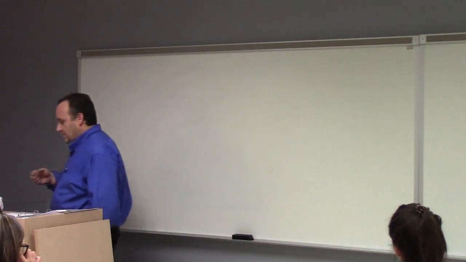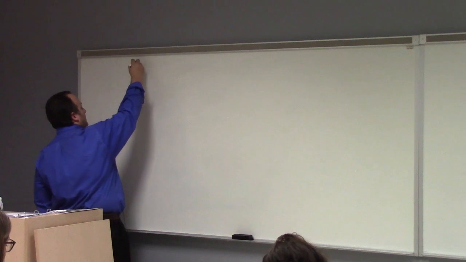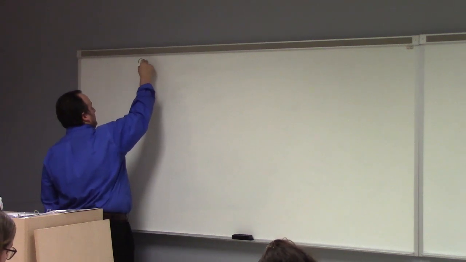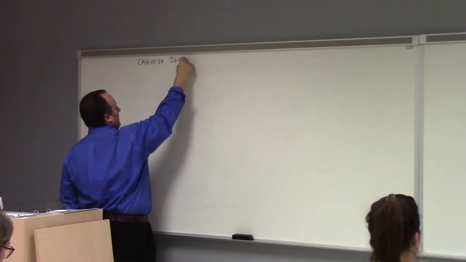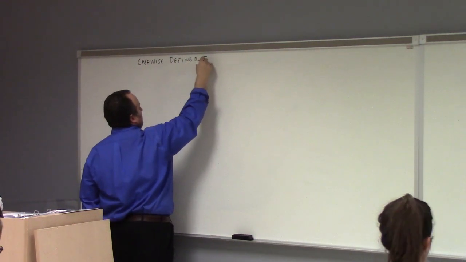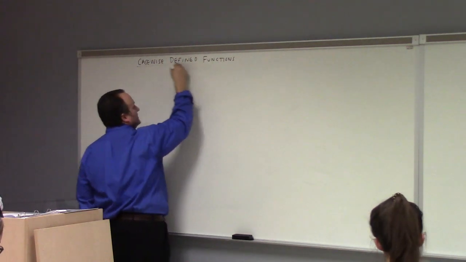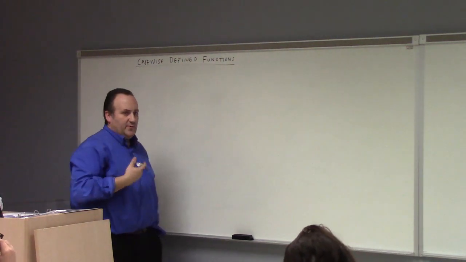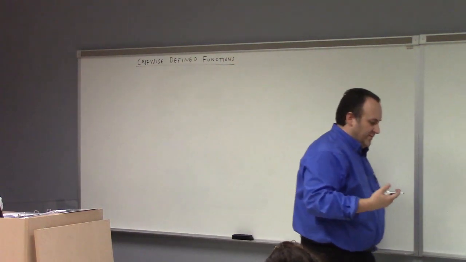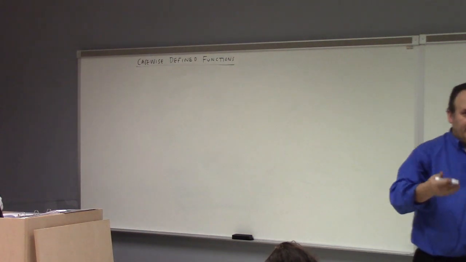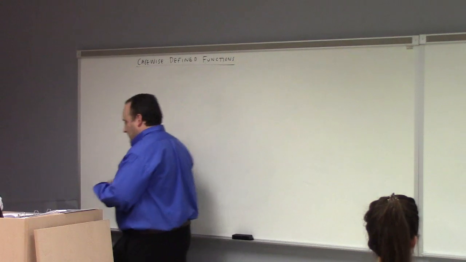So I'm going to talk about case-wise defined functions to start with. And so what we'll do is we'll just work a few examples of these. For each example, I'm going to give a formula. I'm going to show you how to evaluate some points for the formula. And then we're going to graph it, and we'll talk about the properties of the graph, okay? So that's what we're going to do here.